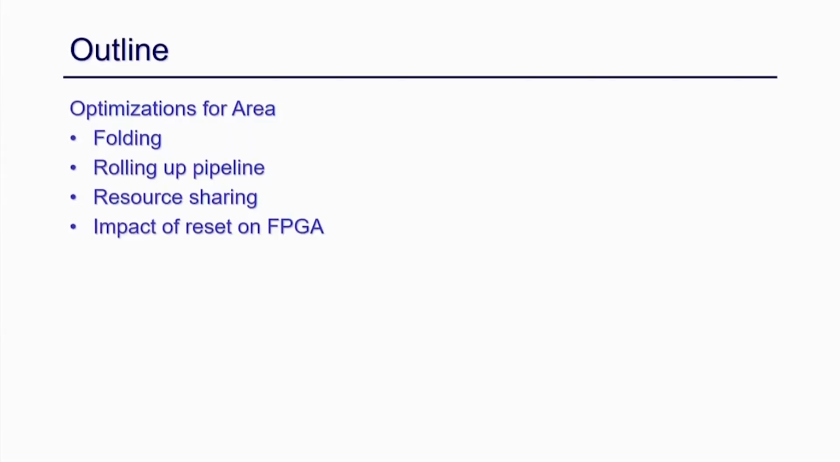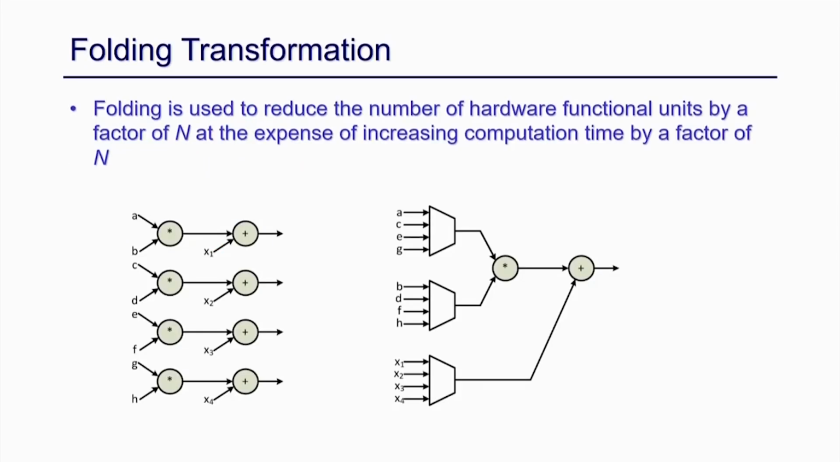So, specifically we are going to discuss strategies like folding, rolling of pipelining, resource sharing, and the impact of reset, specifically on FPGA targets. Okay. So, let us start with folding. What are folding transformations?